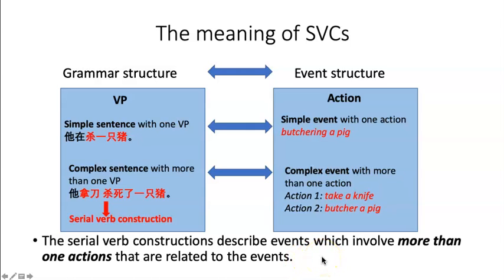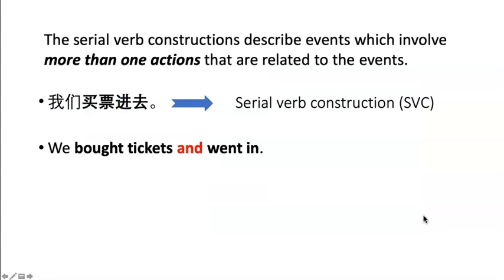The serial verb construction reflects a complex event involving two or more actions, as in this example. So this is what is meant by the serial verb constructions describe events which involve more than one action, which refer to complex events. So in the event structure, if there is a complex event involving two or more actions, then in grammar, in Mandarin, we can use serial verb constructions to reflect or capture that complex event structure. And this is what we just described, the meaning of the serial verb construction. And this is an example demonstrating the serial verb construction.